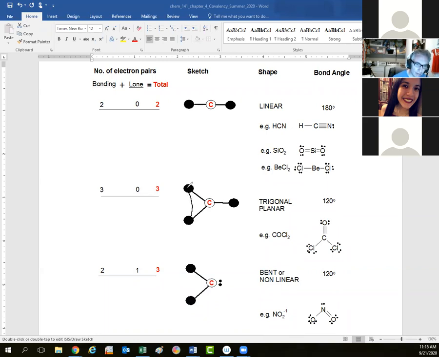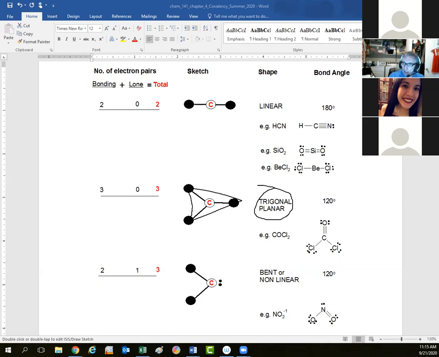Okay, so from one outer atom to the next, we've got the points of a triangle. All the atoms are flat with the table, they're in the same plane. And so the name we give to this shape is trigonal planar. Trigonal planar because it's in the points of a triangle and they're all in the same plane.